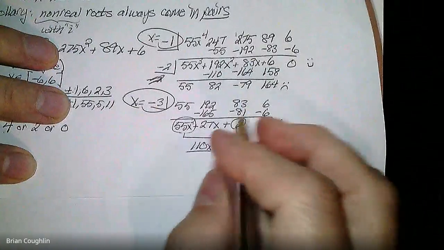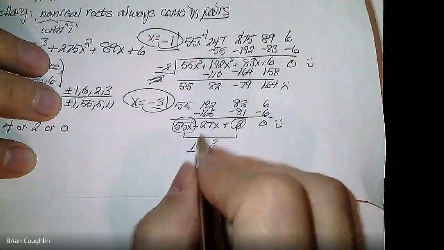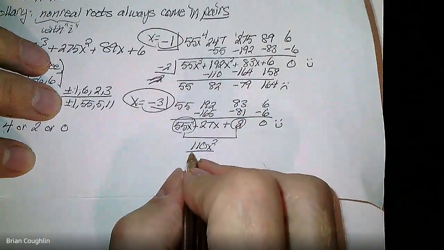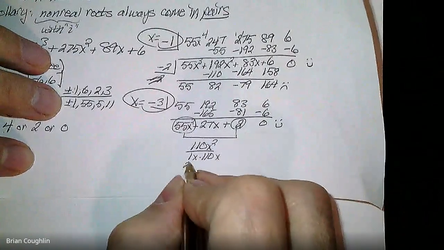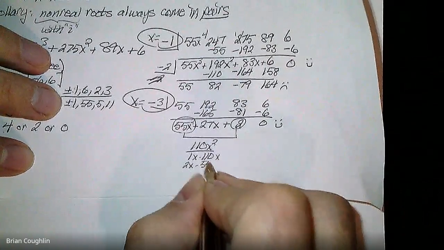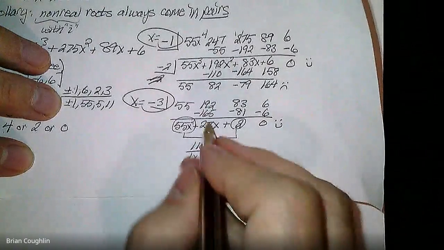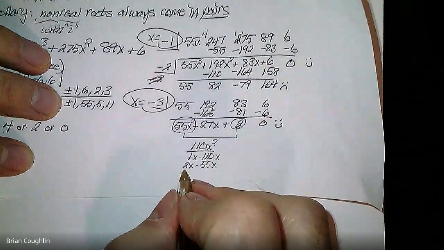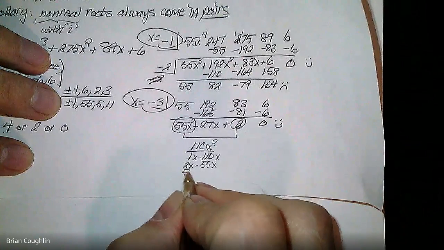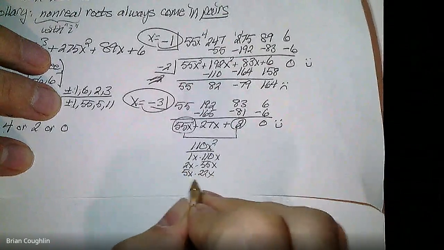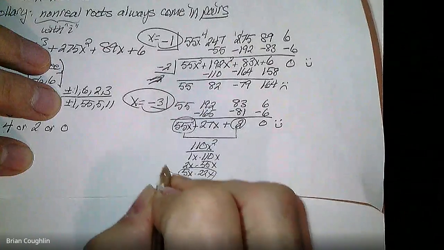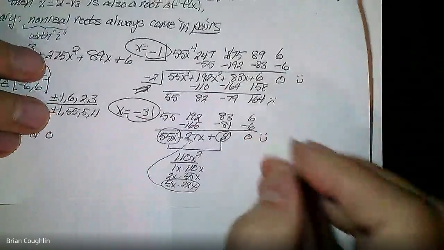I need a pair of numbers that multiply to be these and add up to 27. So I'm going to do 1x times 110x. That's way off. 2x times 55x. It's better, but it adds up to 57. I want 27. 3 doesn't work. 4 doesn't work. 5 should. 5x times 22x. Ding, ding, ding. That is our magic pair.